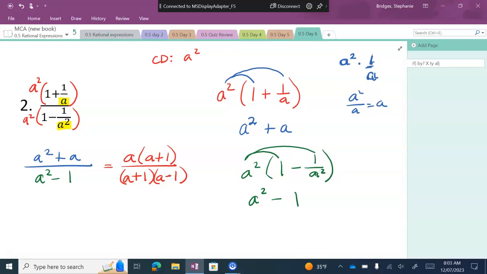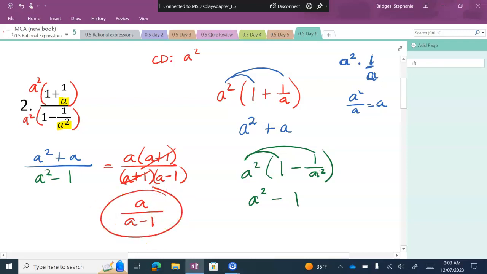What can I get rid of? A plus 1. So what's left at the top? A, and at the bottom, a minus 1. And you can't simplify those a's because that bottom one is attached to that 1.